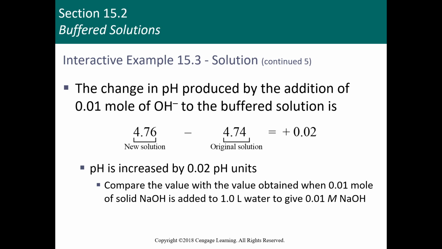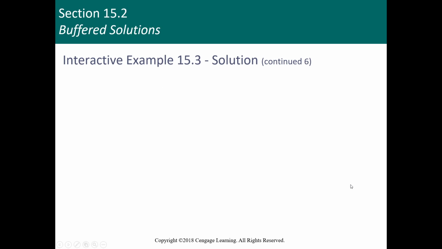All right, so let's compare that value with what we would obtain by just putting 0.01 moles of solid NaOH into 1 liter of water. If we were to put that in 1 liter of water, you would expect this to give you a 0.01 molarity NaOH solution. And again, we're assuming this 0.01 mole, first off, that's not a lot, is dissolving and not adding any volume, which it likely will not. It's fine. All right.